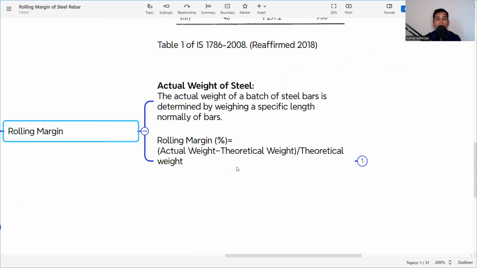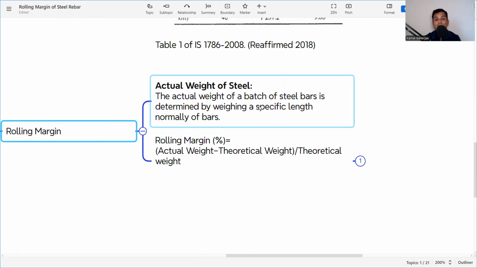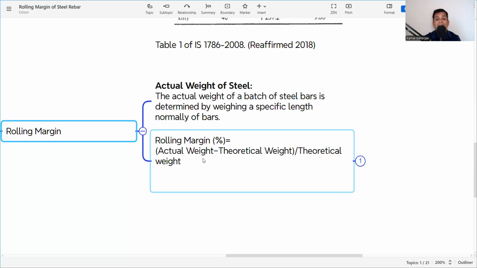How can we find out the actual weight of the steel? The actual weight of a batch of steel bars is determined by weighing a specific length, normally 1 meter of bar. Whenever the material is coming, we cut one piece from each of three different bundles so that it is more accurate, and we take the average of the three samples. The rolling margin is the actual weight minus the theoretical weight, divided by the theoretical weight.